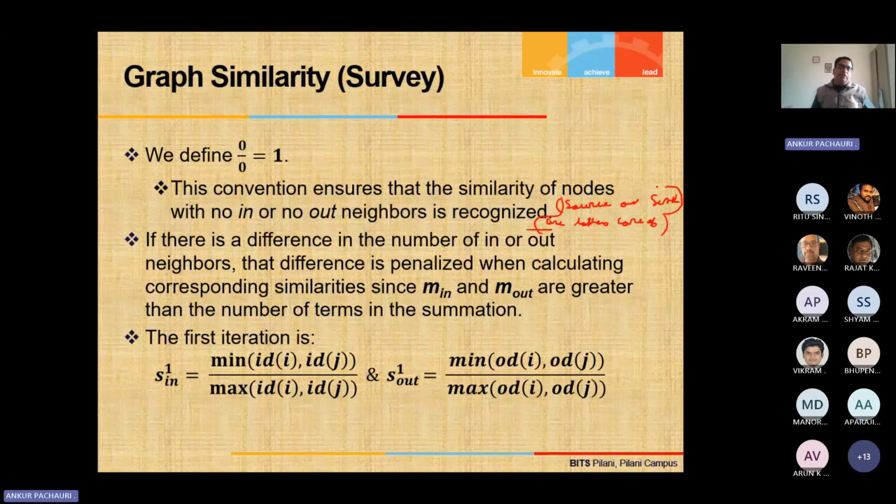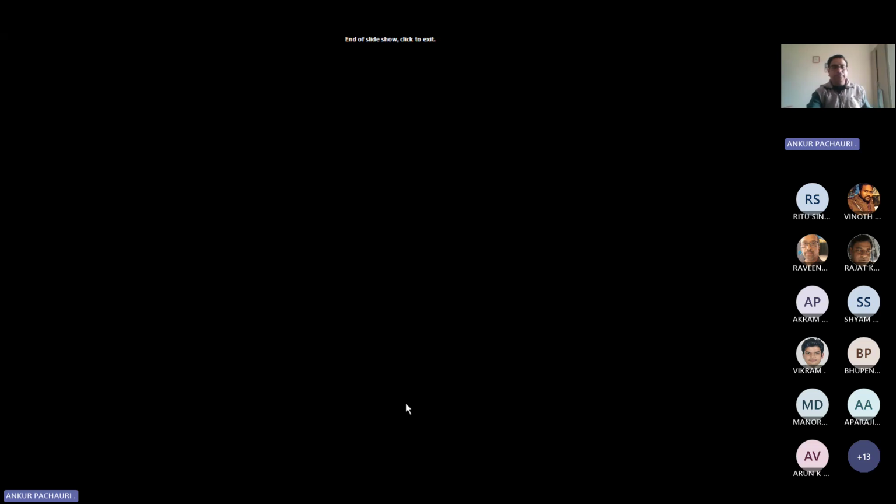Because sources have zero in degree and sinks have 0 out degree. So if there's no difference in the number of in and out neighbors, then the difference is penalized when calculating the similarity. This can be the normalizing factor, and that's all.